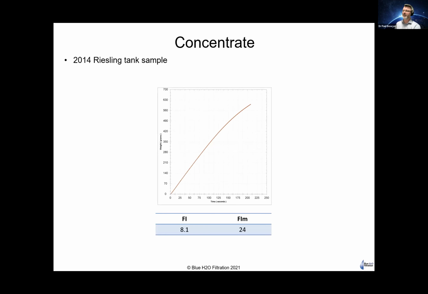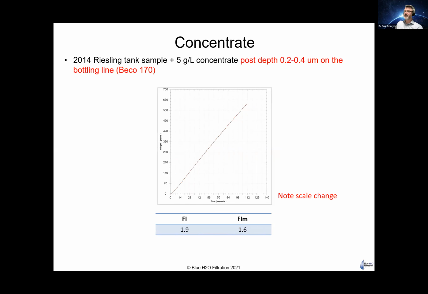In this case, base wine, 2014 Riesling, indexes of 8 and 24. So 8 is fine, 24 is getting up there, and the fact that the modified is 3 times the value of the base index tells you that there's something going on in this wine. But this wine was required for marketing, so it had to be filtered regardless of these numbers. When the concentrate was added, 5 grams per litre, standard index went up to 50, modified over 200. So it had a very bad influence on the filterability of that wine. But as I said, it had to be run anyway, which it was.